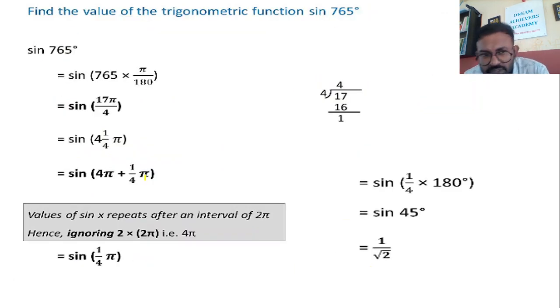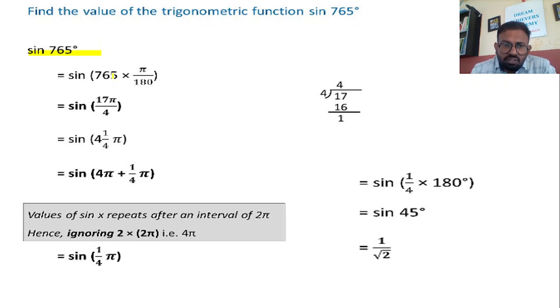Now it is completely different, another type of problem. Now we need to find the value of a trigonometric function. I know sine 30, sine 45, sine 60, these are all standard angles, we all know that. But how to find sine 765? They are asking to find the value of sine 765 degrees. How to solve this type of problem?